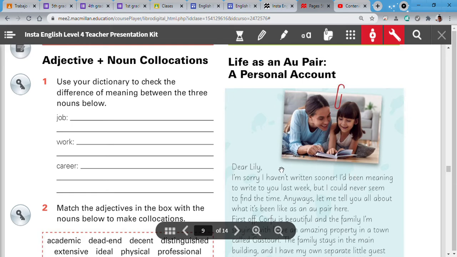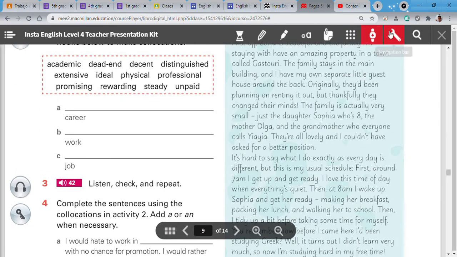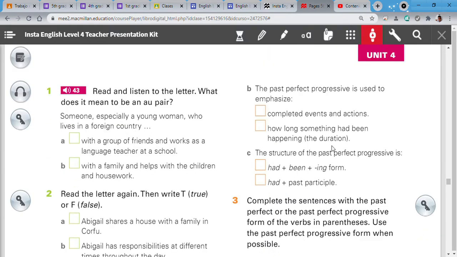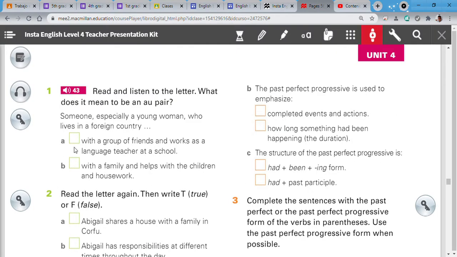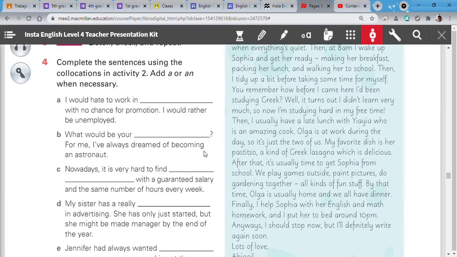Okay, all possibilities. Here I have the reading activity, so we're going to read. And after the reading, we have some questions. Number 1 and number 2. Read and listen to the letter. What does it mean to be an au pair? Okay, here it says, someone especially a young woman who lives in a foreign country. And you have two choices. With a group of friends and work as a language teacher at school, or with a family and helps with the children and housework. But you need to read first, okay?